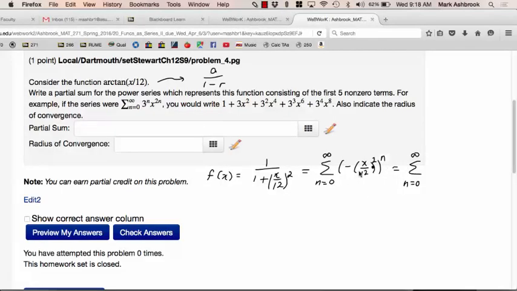Okay, so let's isolate everything. So what do we have? First thing we have is just a negative 1 to the n.